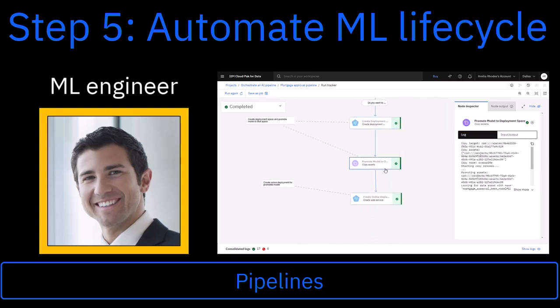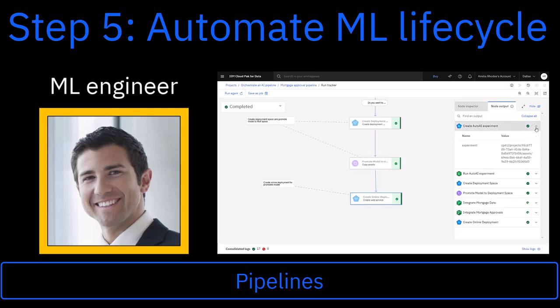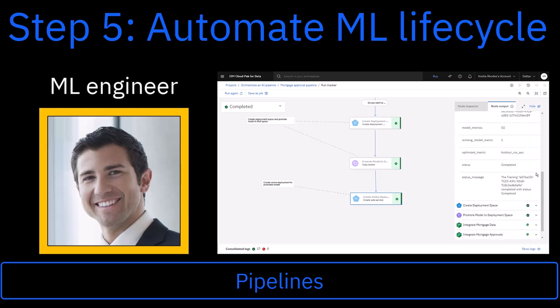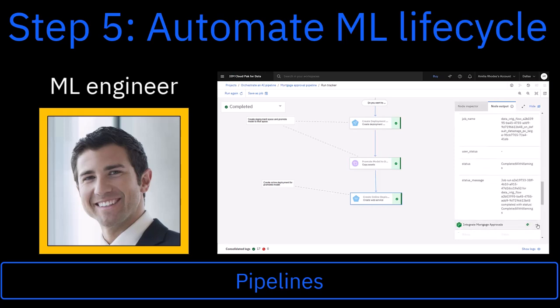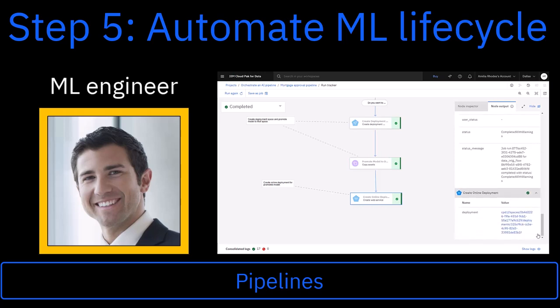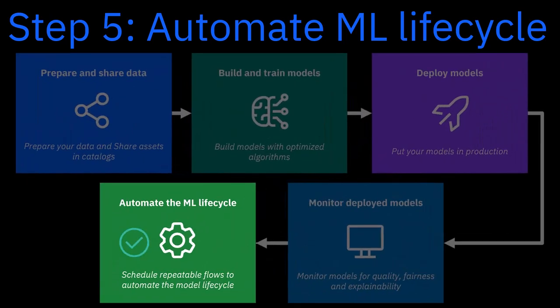The data scientists at Golden Bank use pipelines to automate their complete data science and MLOps lifecycle and processes to simplify the mortgage approval process. This step in the use case showed how your team can automate the ML lifecycle in Cloud Pak for Data.